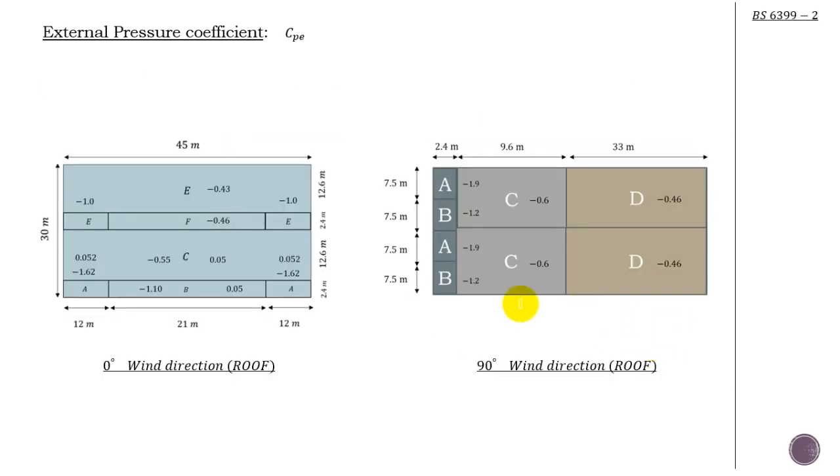That's it. Now this is for the 0-degree, the roof external pressure, and this is the 90-degree wind direction pressure coefficient. Now we have all of them.